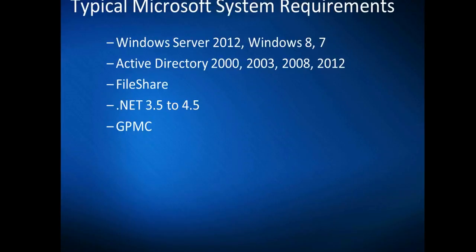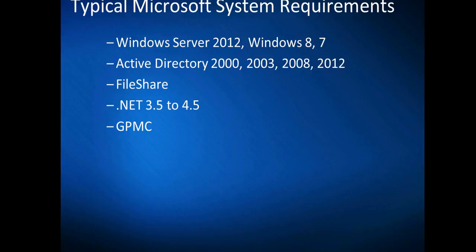The typical requirement for the application is Windows Server 2012, 2008, Windows 8, Windows 7, any of Microsoft Windows client or server machine can be used for installation. Need access to Active Directory, any of the directory starting from 2000 onwards. File share, this is the repository the application uses, .NET version 3.5 onwards, and GPMC installed on the machine.